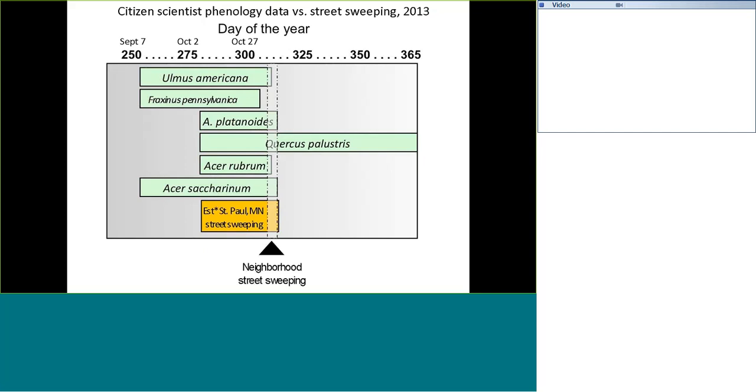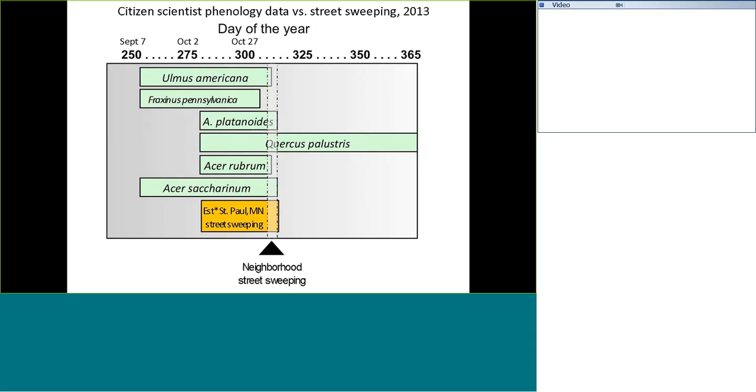This is 2013. And then the dashed window shows when this particular neighborhood was swept, and these neighborhoods are only swept once in the fall. And then the gold bar shows when St. Paul was sweeping the entire city. And so the main thing that I want you to notice here is that in this particular neighborhood, in this year, a lot of the trees had dropped all their leaves a considerable time before the street sweeping occurred. And so that means that those leaves were in the street, being driven over, fragmented, and there's opportunities for those leaves to be washed down the drain before they were swept up.